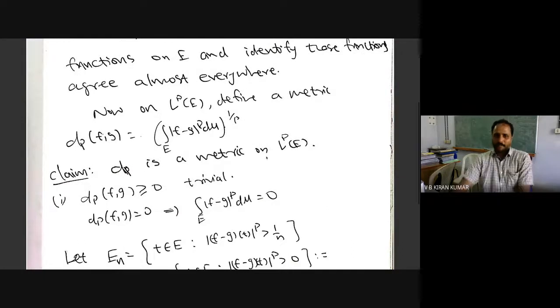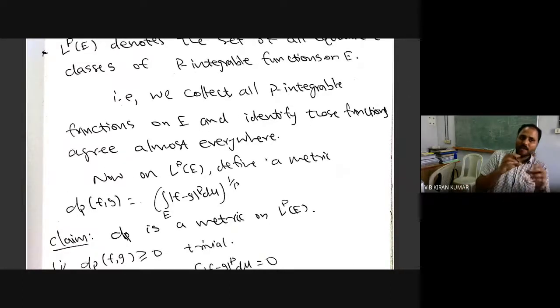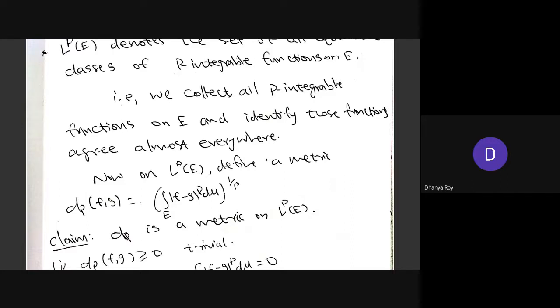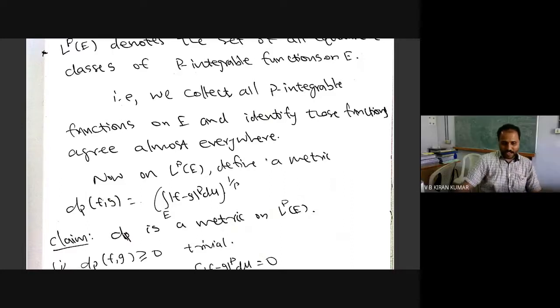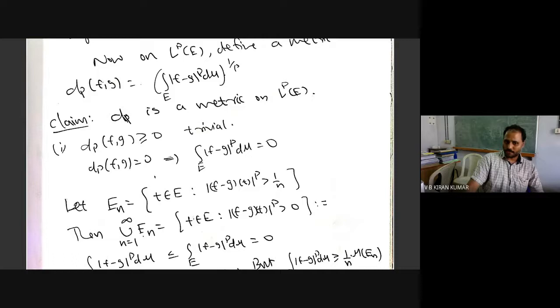Similarly, another thing is that I want to prove that f equals g in LP. What should I prove? What is meant by f equals g here? f equals g here means f and g are from the same equivalence class, right? So that happens when f equals g almost everywhere. So it suffices to show that f equals g almost everywhere.